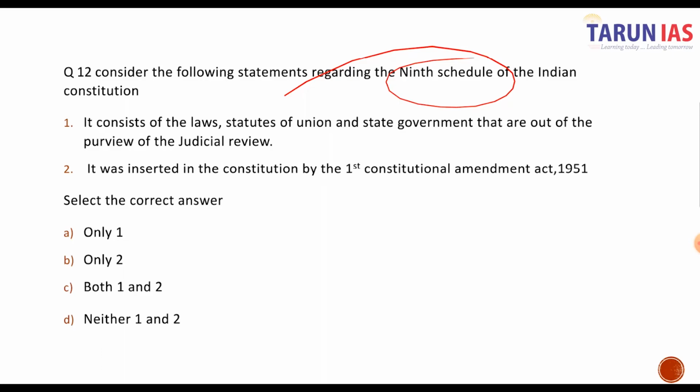So this is the story of the ninth schedule, which was included in the Constitution of India by the first Constitutional Amendment Act of 1951. Basically it excluded the central and state acts from the purview of judicial review. It kept them out of the purview of judicial review. So it consists of laws and statutes of the union and state governments that are out of the purview of judicial review.